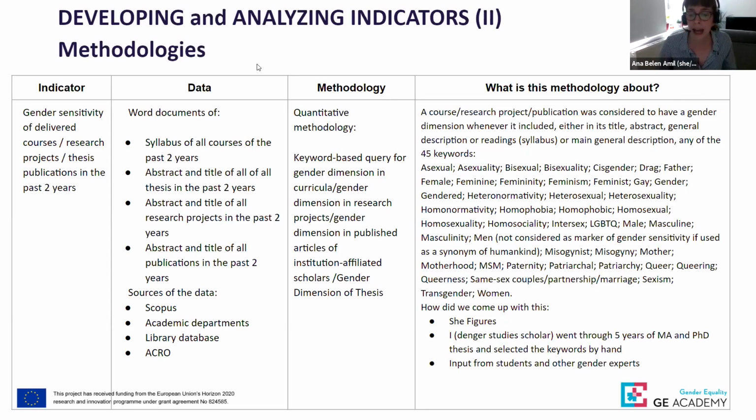And basically, I myself, who is not a gender studies scholar, went through 5 years of MA and PhD theses and selected the keywords by hand. We also received input from students and other gender experts to build this list. So we basically rely on the expertise of me and other gender experts in our university, we have a lot of them, to put together this list of 45 keywords. I found this extremely exciting.